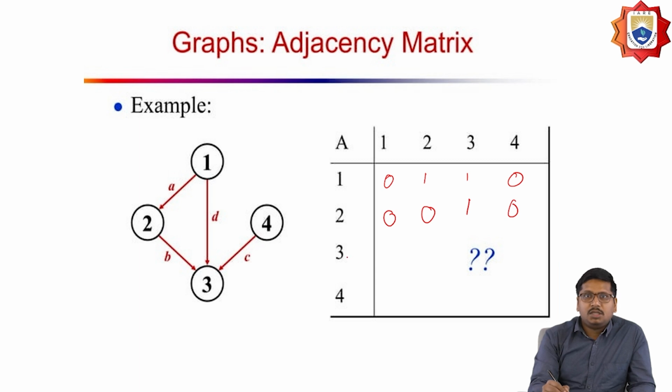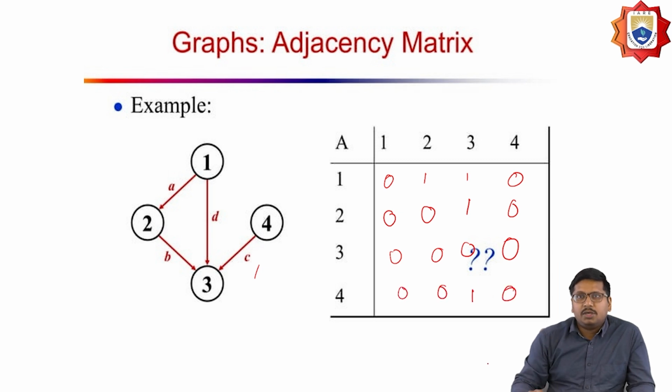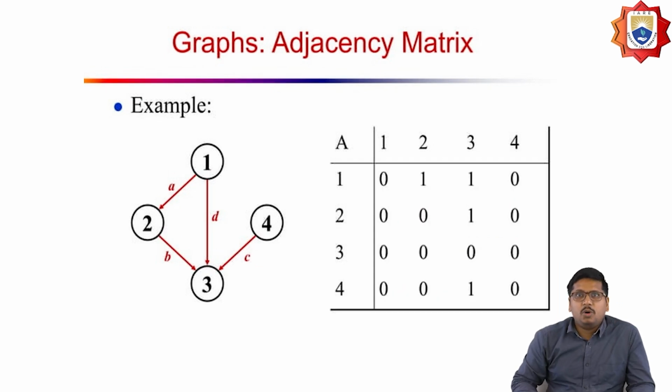And for 3, there is no edge going from 3, so that's why all entries should be 0 in this case. And for 4, I'm going to have only one edge present, 4 to 3, so that's why it should be 1. So this is the matrix that I'm going to obtain here.